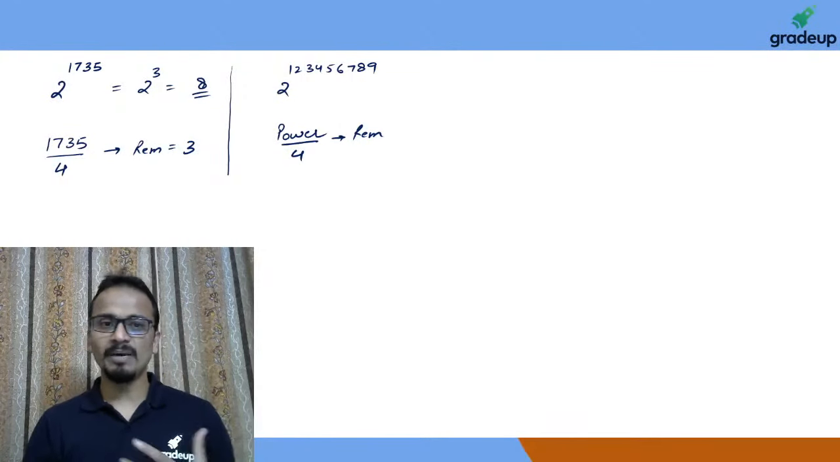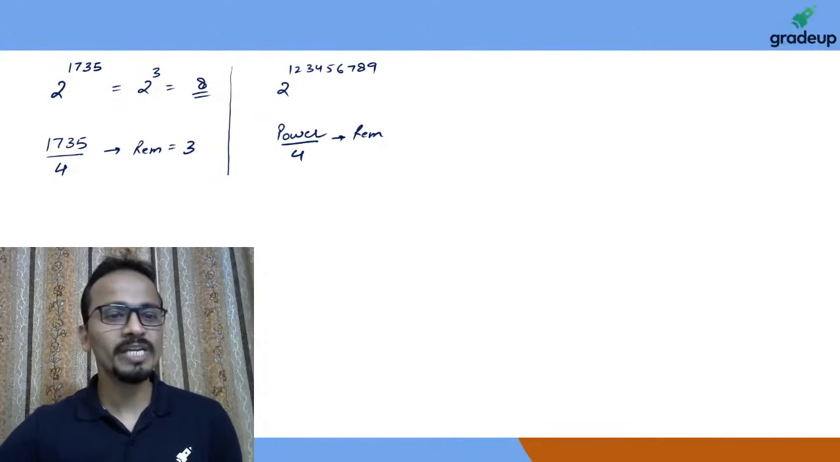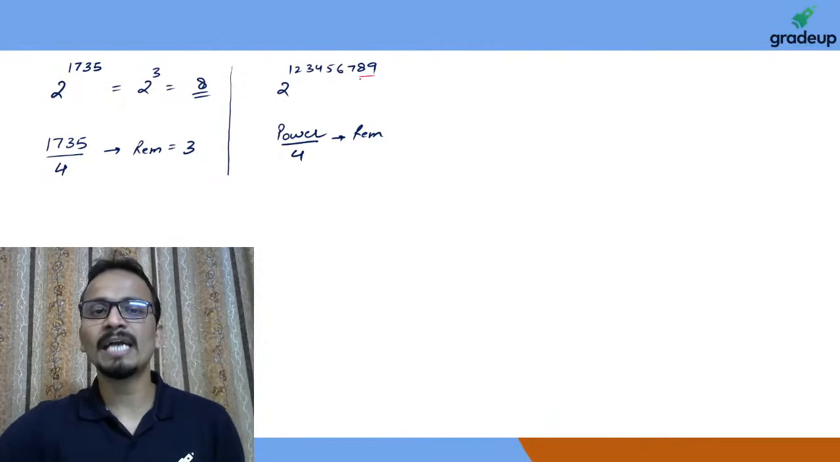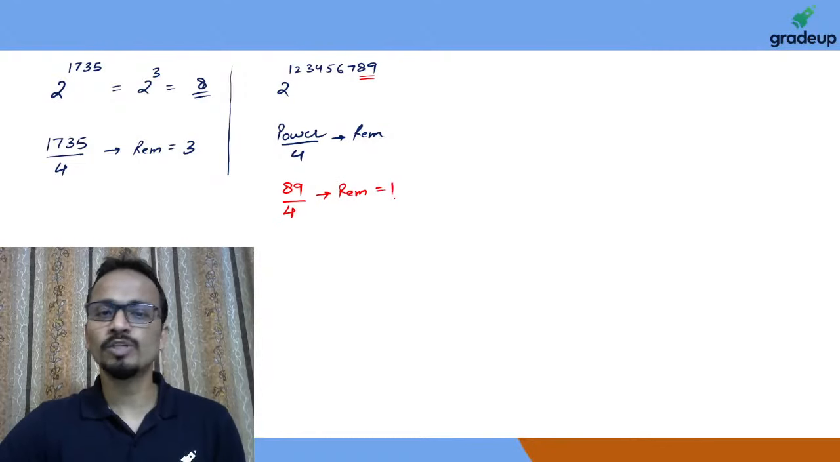So I'm making life further easy for you. There is no need to consider the entire power, because in this case we are dividing it by 4. Just look at the last 2 digits of the power, because this is the divisibility rule of 4. So 89 when divided by 4, the remainder is equal to 1.